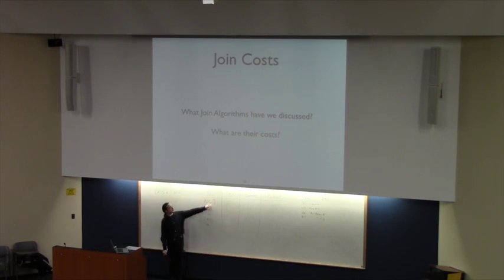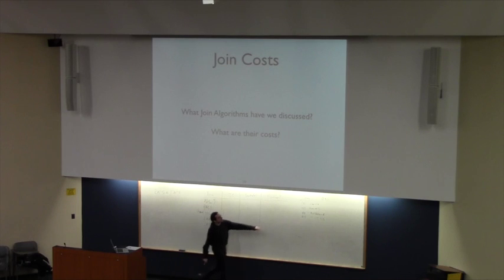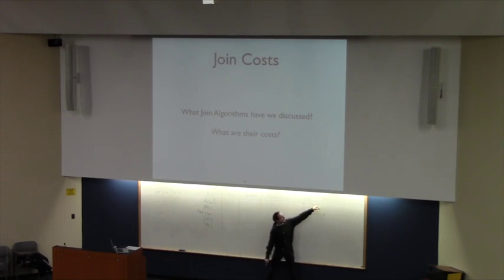So, okay, nested loop join. What's the I/O cost of a nested loop join? For a single nested loop join, sorry. N squared. So let's say I have two tables, R and S. I'm computing R join S.